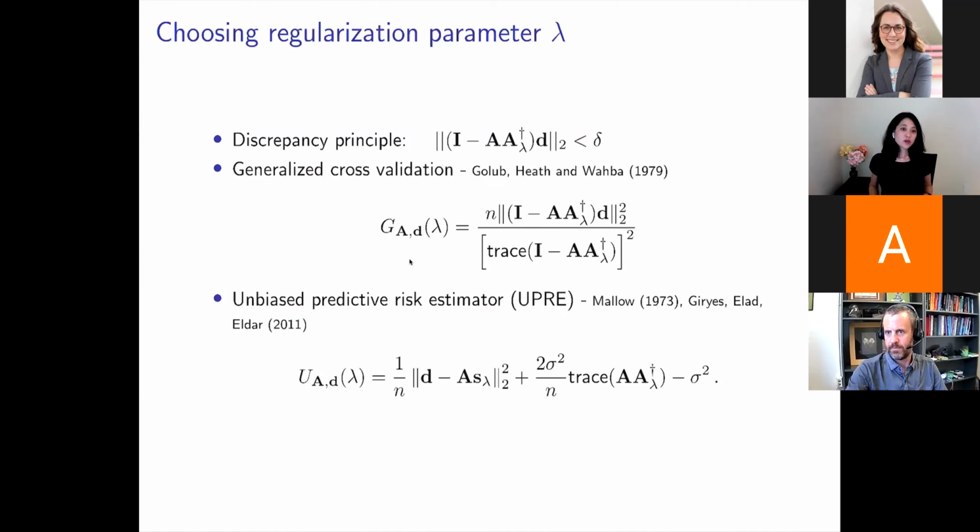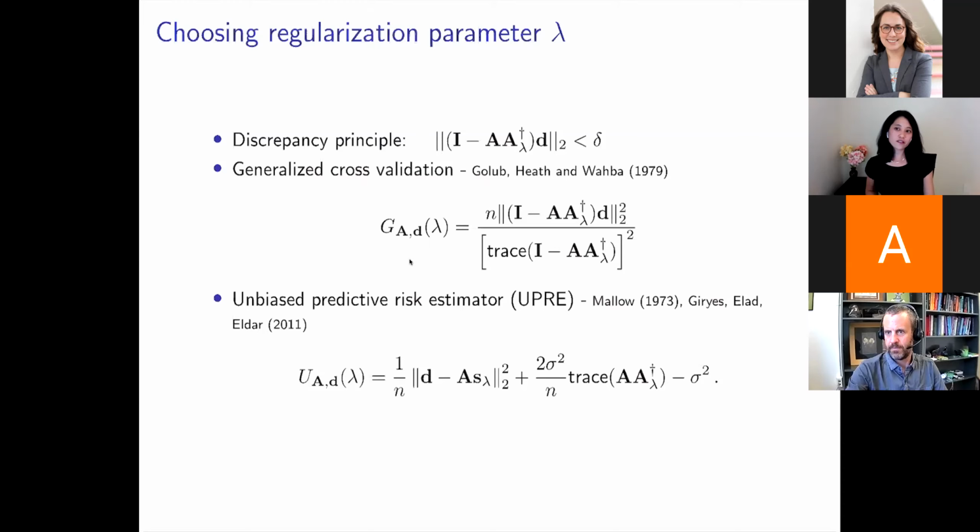Another common example of a method that people use to choose regularization parameters is the unbiased predictive risk estimator, UPRE, and it's very similar to the GCV idea in that you essentially need to find the regularization parameter lambda which minimizes this UPRE function.